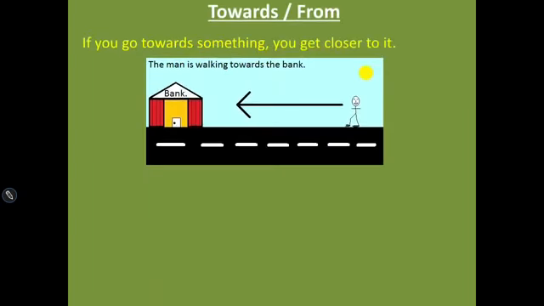Next is towards and from. If you go towards something, you get closer to it, just as you see in the picture. Here is a man who is going towards the bank. The direction of the arrow shows that the man is going towards the bank and he is coming closer to it.